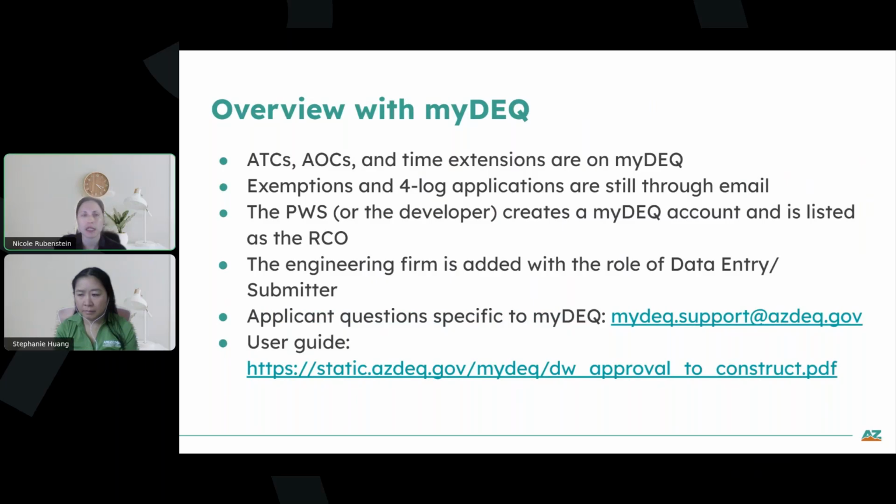If the applicant has any questions specific to MyDEQ, so if they have non-engineering questions but questions on the portal, we do have a MyDEQ support team that is able to assist with that. Their email is mydeq.support@azdeq.gov. So they are a great resource with any questions or errors that might be encountered while using the MyDEQ portal. They also have created a user guide that walks you through the approval to construct application process on MyDEQ. So that is another helpful resource if it's your first time submitting an ATC through the portal.